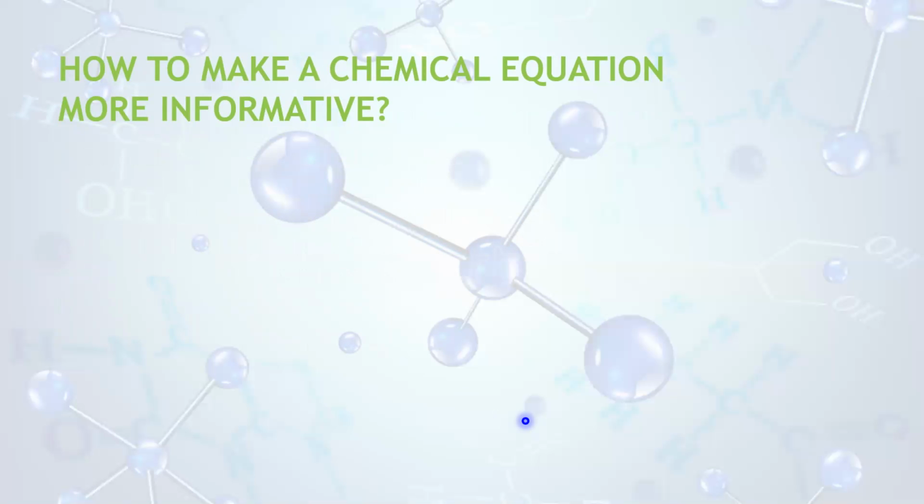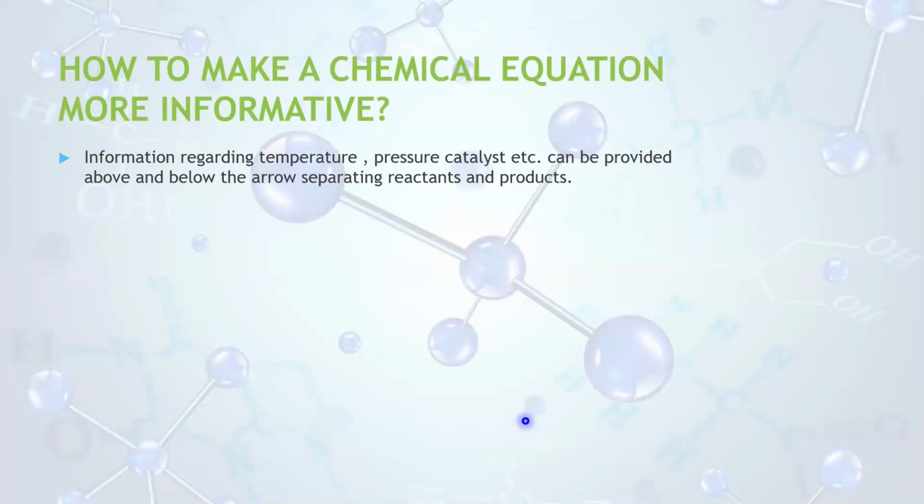So lastly, we have the topic how to make a chemical equation more informative. Information regarding temperature, pressure, catalyst, etc. can be provided above and below the arrow separating the reactants and products. For example, the formation of ammonia. As you can see here, over the arrow we have Fe plus Mo. This Fe and Mo, they are the catalyst. Iron is the catalyst and Mo is the promoter. Molybdenum is the promoter here.